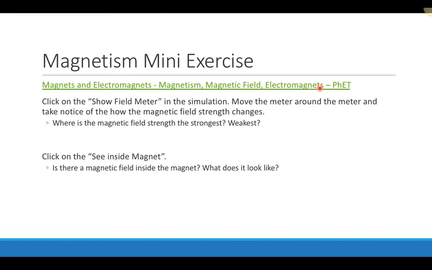This particular PhET simulation is a Java file, so a lot of computers do not like to run Java files. So that's why we're going to do this sort of in the presentation. So I'm going to go ahead and open up the simulation. I'm going to click on the show the field meter for this particular bar magnet. I'm going to move the meter around, and I'm going to take notice of how the magnetic field strength changes. Where is it the strongest? Where is it the weakest? And I'm also going to look inside the magnet, see if there's a magnetic field there, what does it look like, and so on.